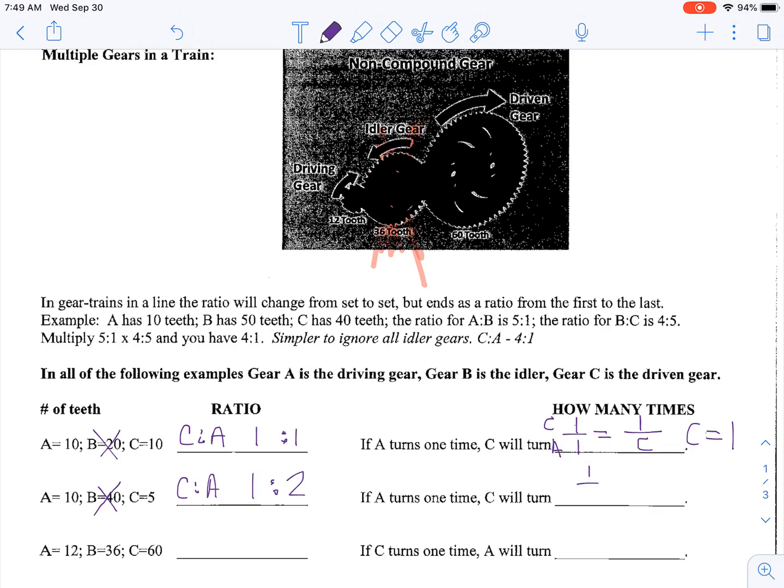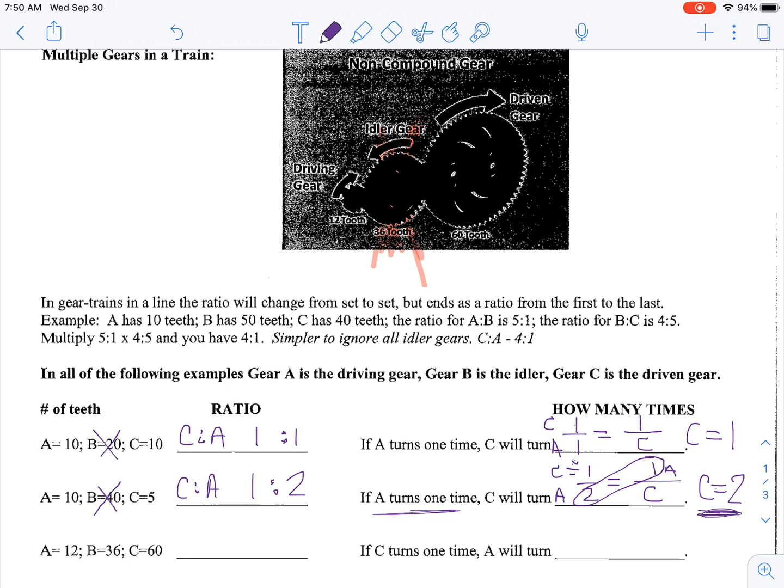So when we set up our proportion, this is the C, this is the A, and it's asking if A turns one time. So the 1 for the A is going to go up diagonal again because it's in inverse proportion. And we're calculating C. So we cross multiply and then we divide. And we're going to find out that C in this situation will turn twice.